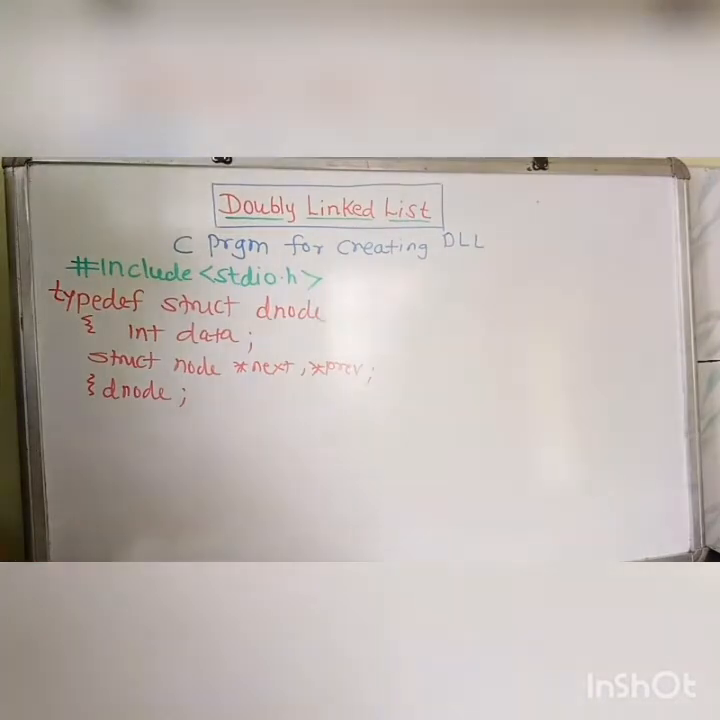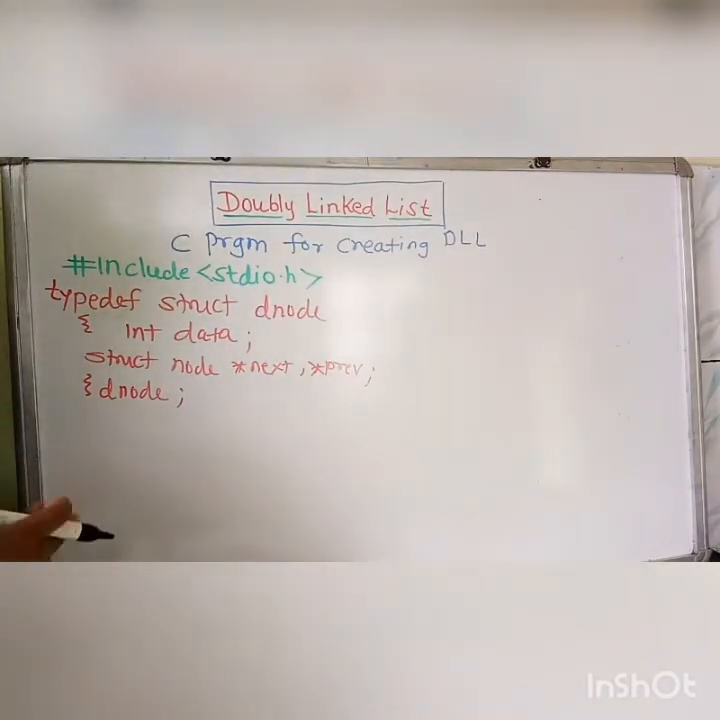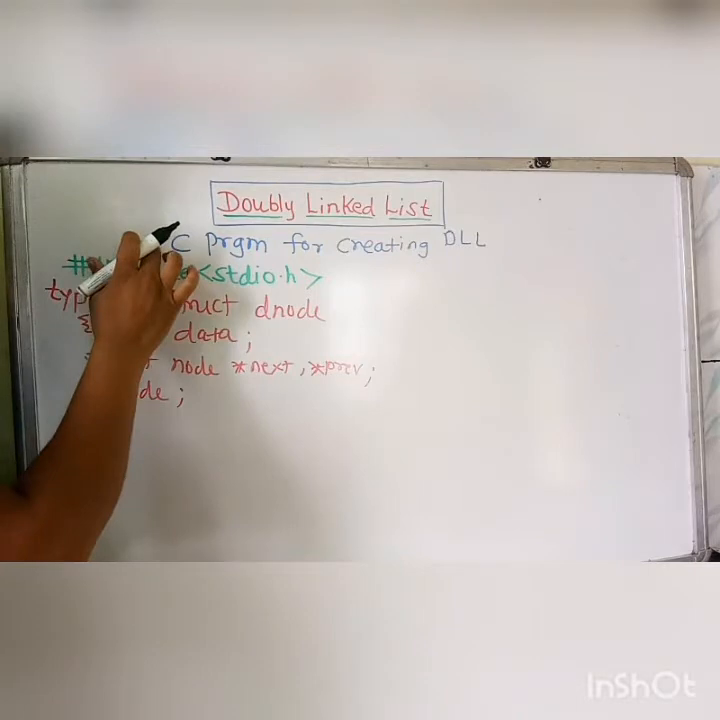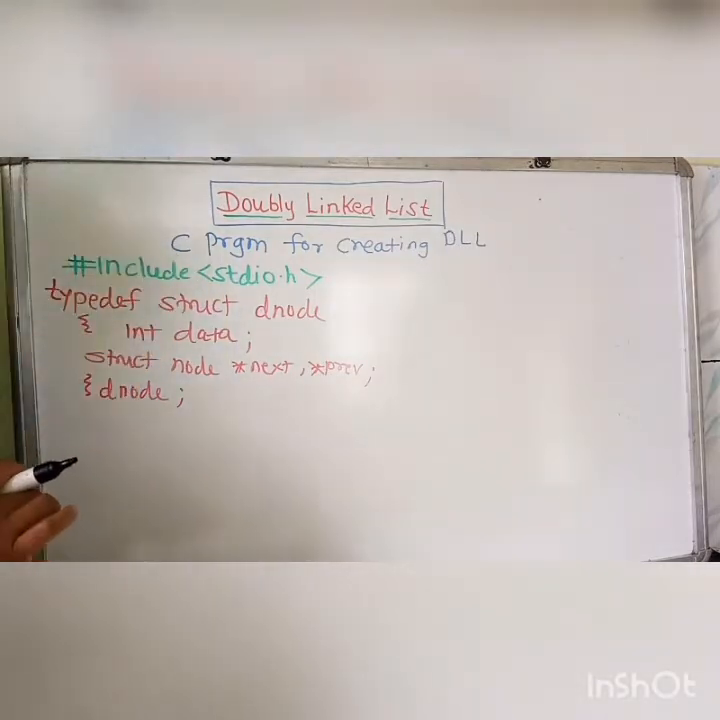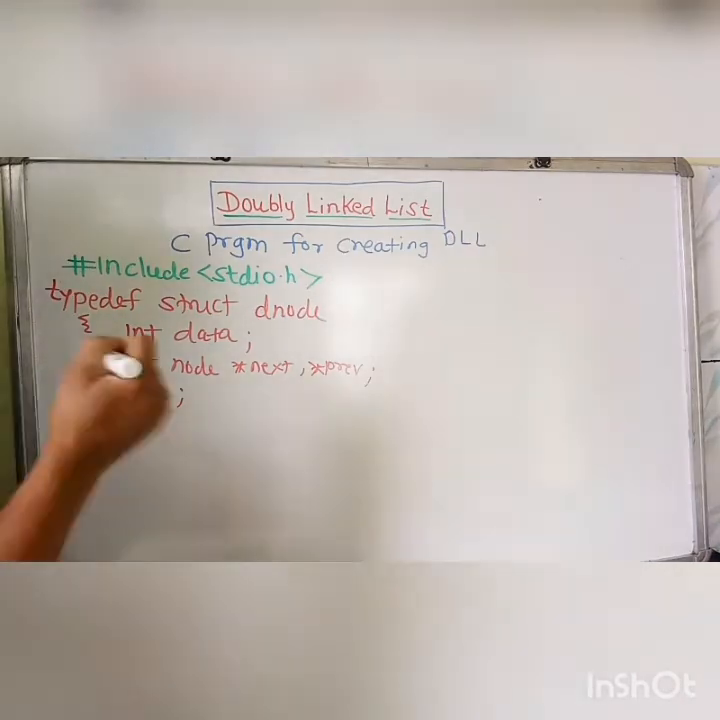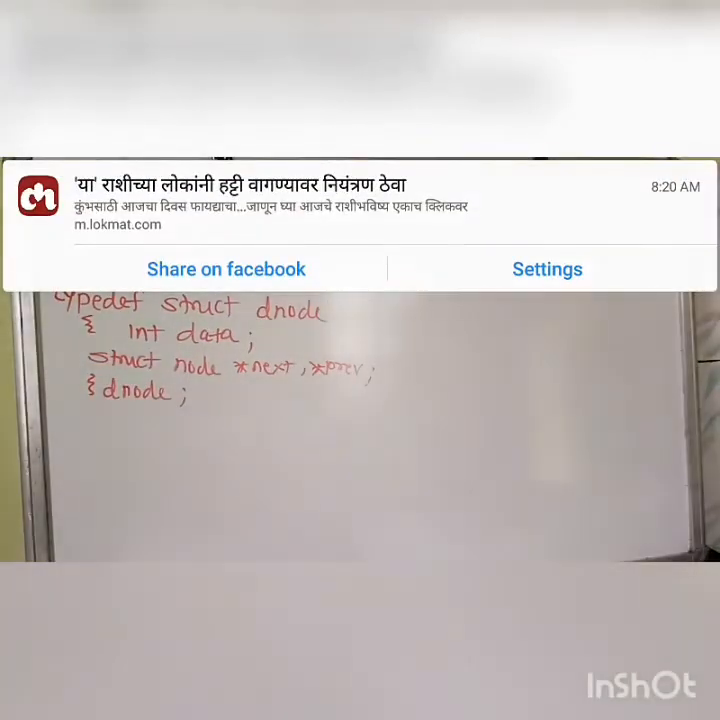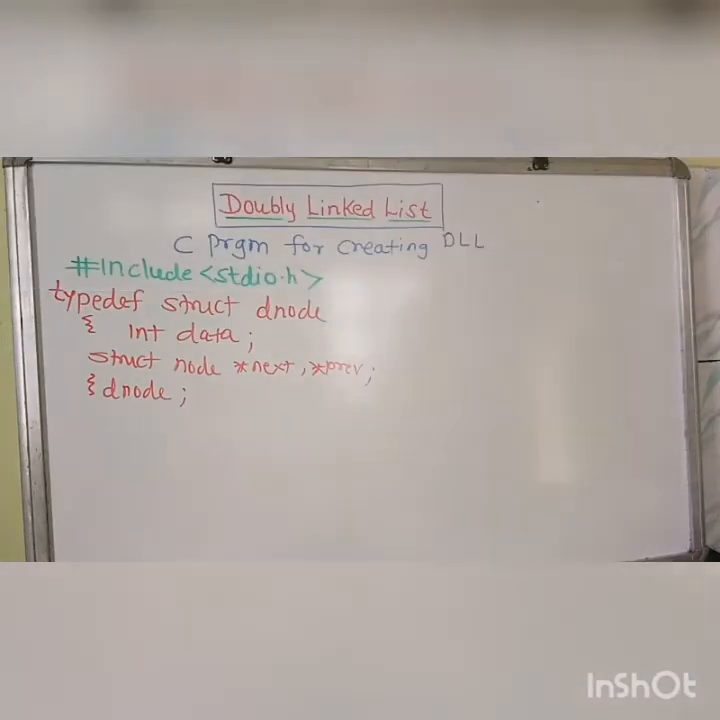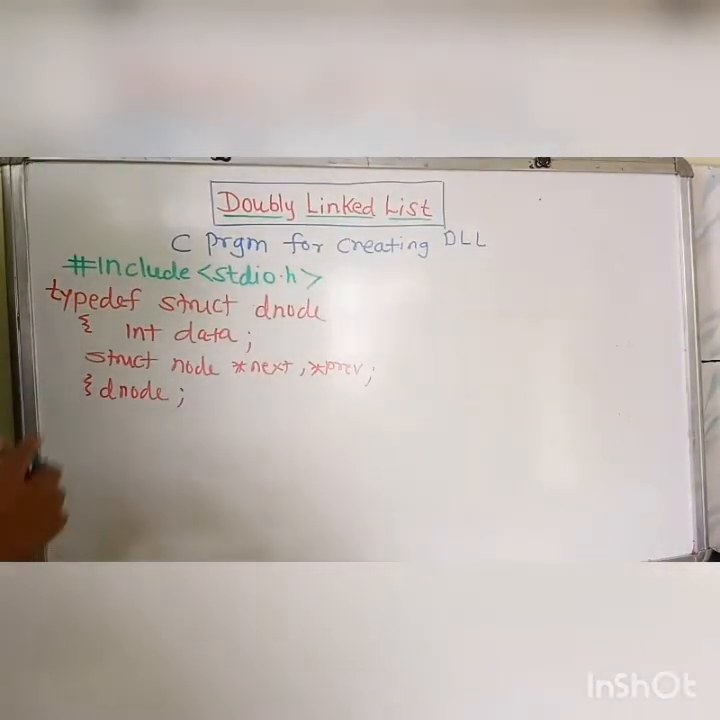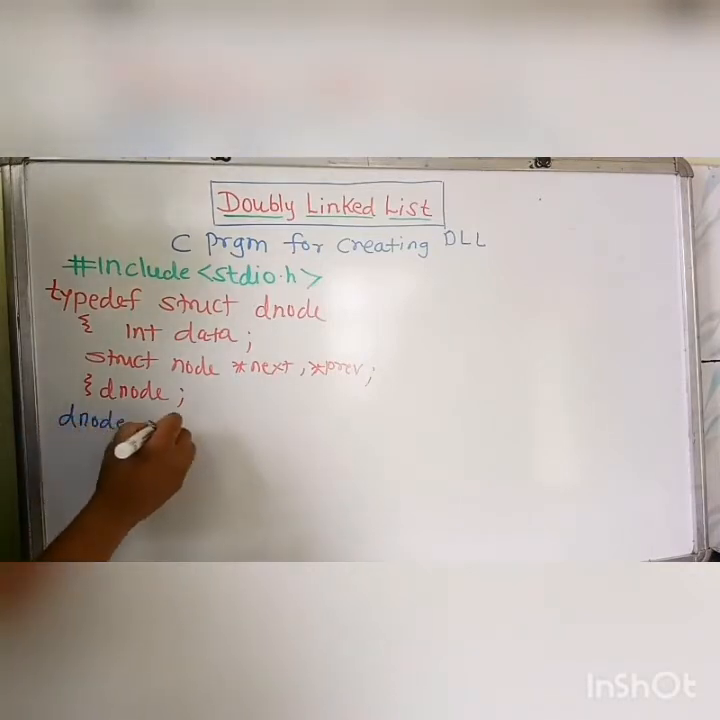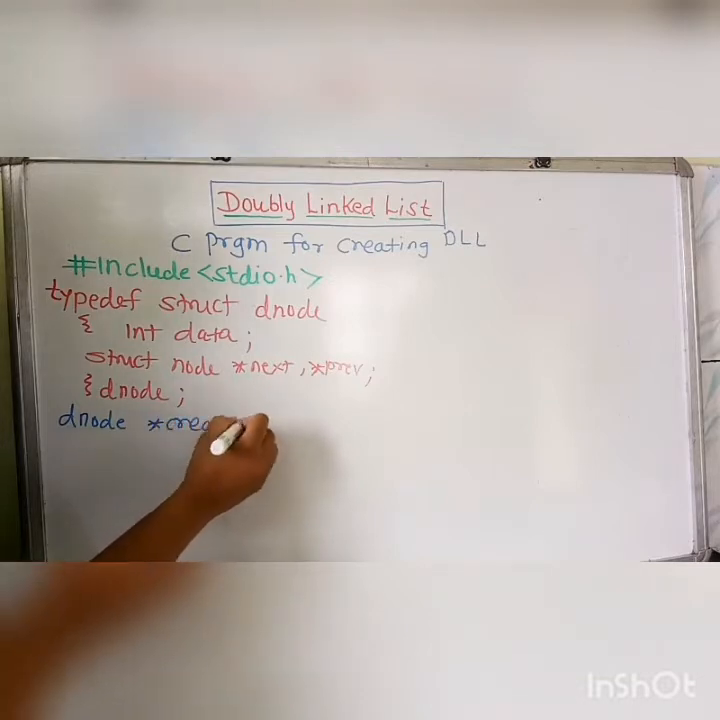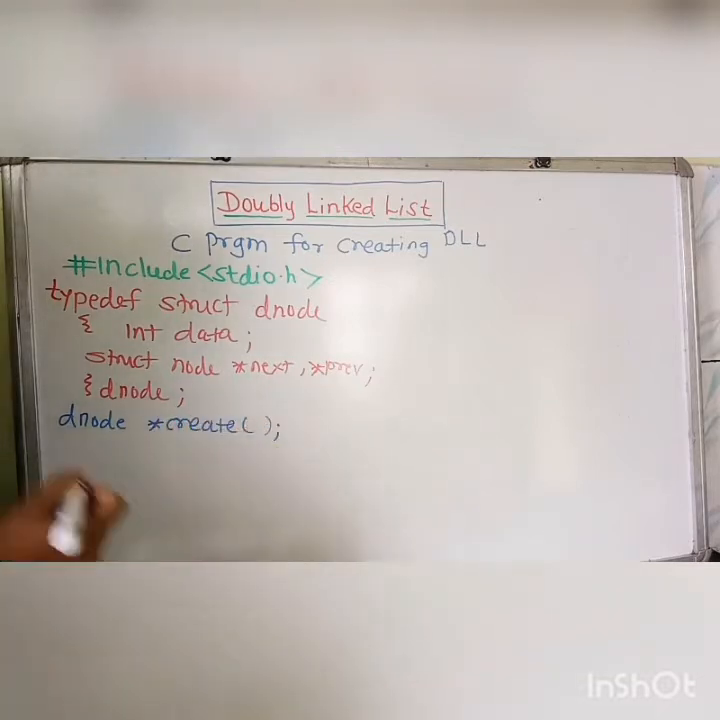Up till now we had created only the node structure. Now we will try to solve this problem by creating the function for creating the doubly linked list. For creating the function, we will write its prototype: the return type is DNode, and simply give the name star create and give the semicolon.